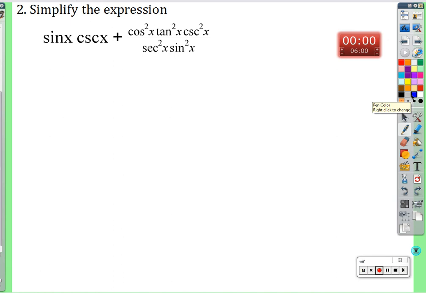Simplify this as much as possible. We see a lot of multiplication and division. When we see a lot of multiplication and division, we hope some things will cancel out if we write them in terms of sine and cosine, right? Yep. So how about the sine? That's already in terms of sine.